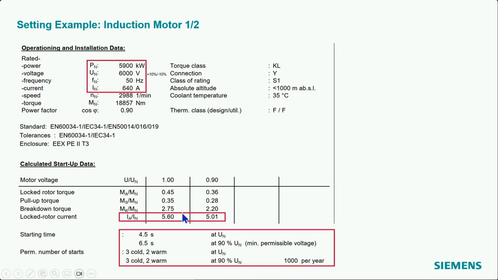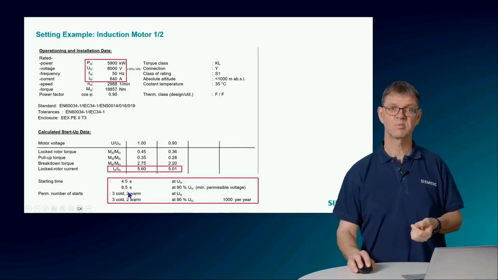For the nominal voltage, which is normally rather a theoretical value, in practice normally we have a voltage drop, and this is given here for 90% nominal voltage. Then you see we have a starting current of 5 times nominal current roughly. The starting time here is 4.5 seconds, respectively 6.5 seconds with a reduced voltage, reduced voltage, lower starting current, longer time, so therefore 6.5 seconds.